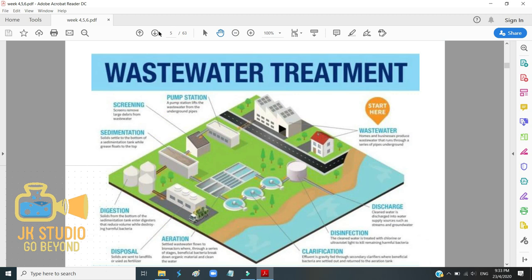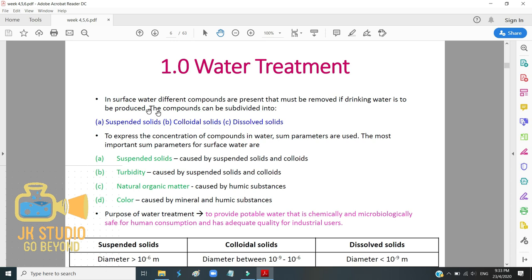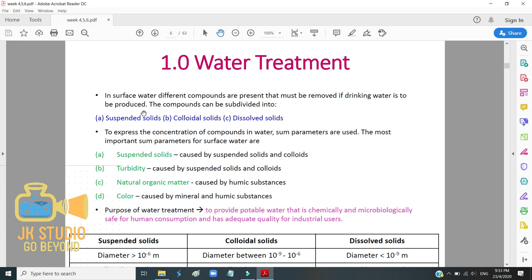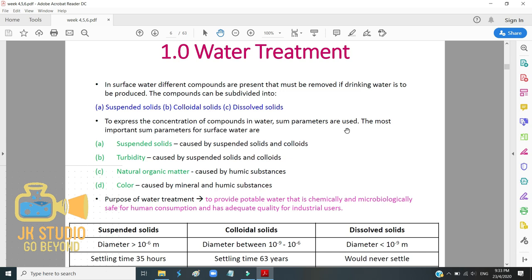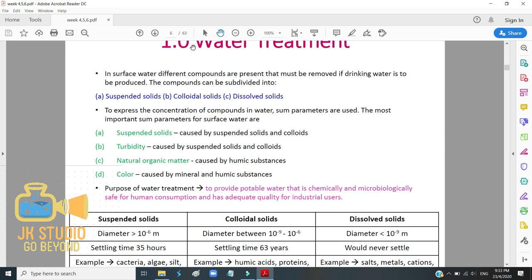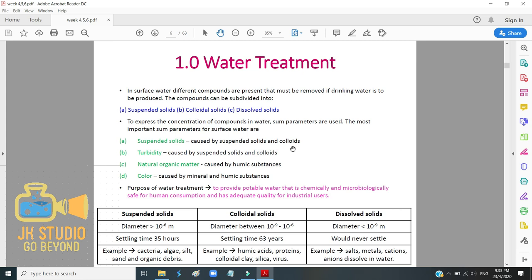So, 1.0, water treatment. In surface water, different compounds are present that must be removed if drinking water is to be produced. The compounds can be subdivided into suspended solids, colloidal solids, and dissolved solids. To express the concentration of compounds in water, some parameters are used. The most important parameters for surface water are suspended solids, caused by suspended solids and colloids, and turbidity, also caused by suspended solids and colloids. Both of them are caused by the same substances.